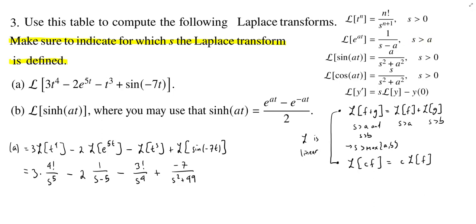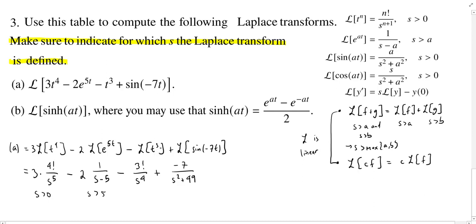All right, well, let's see what's happening in each of these. For the first one, we're just using the Laplace of t to the fourth, which came from this first entry in the table, which says s just has to be positive. Let's write that underneath it. The second one comes from e to the at, which requires s to be greater than a, and in our case, our a was 5.